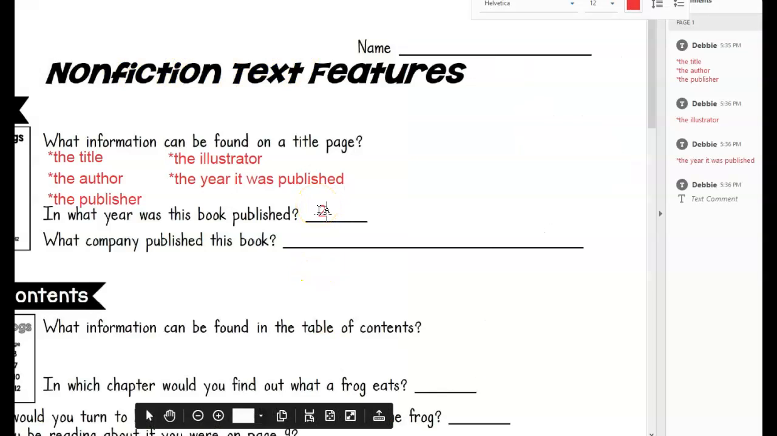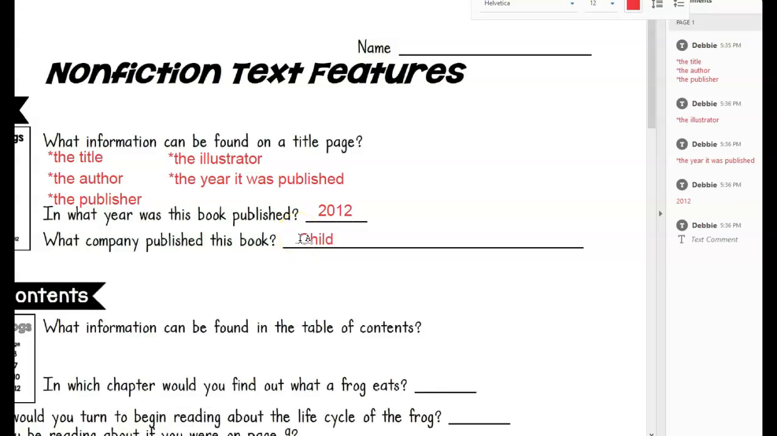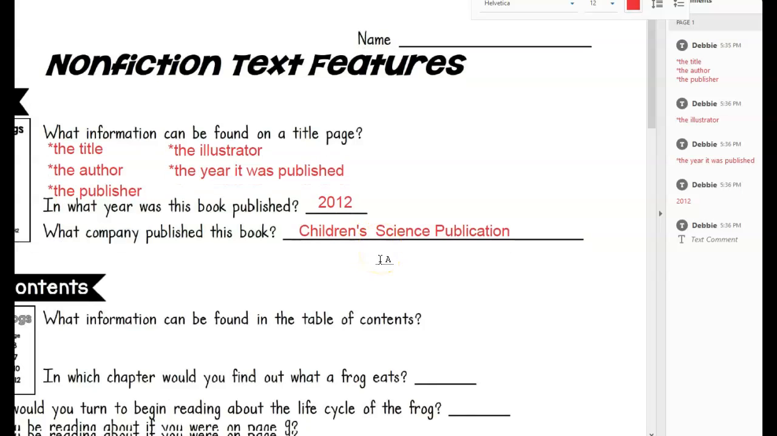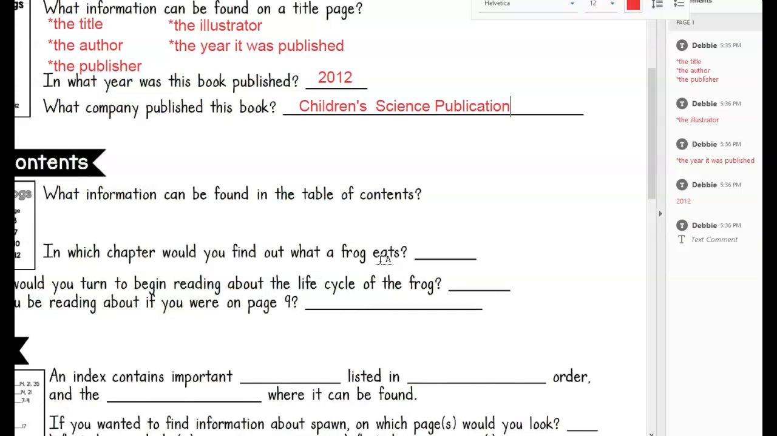So right here, 2012, and Children's Science Publication. And as I said, those have to be capitalized because they are the name of a company. Okay, let's go on up.